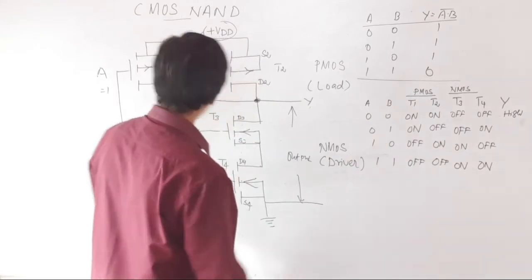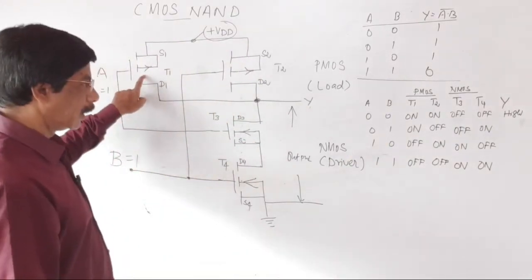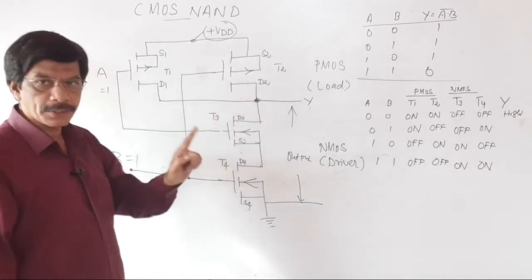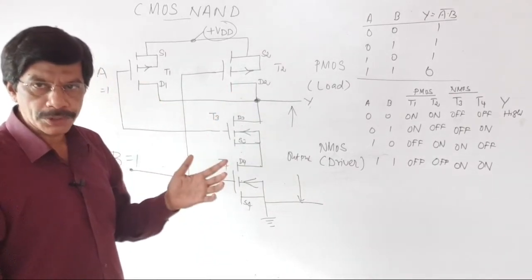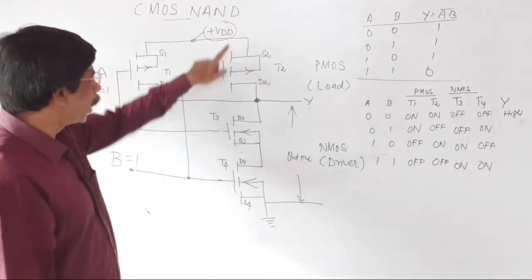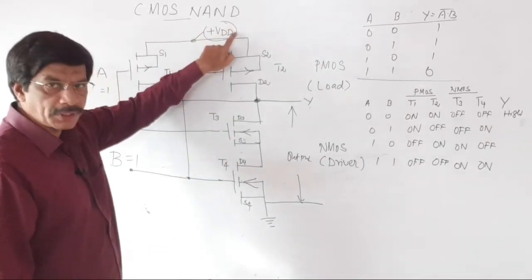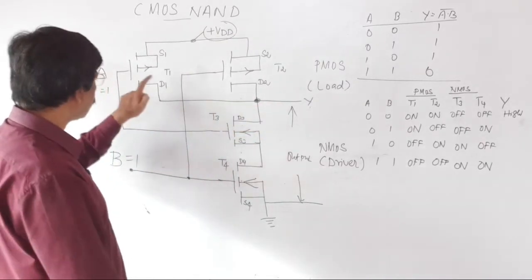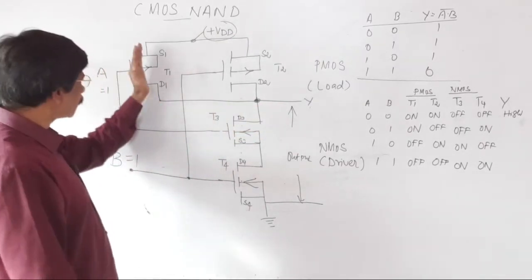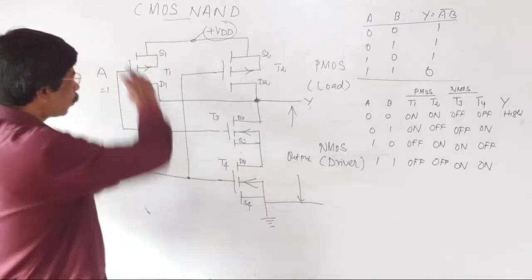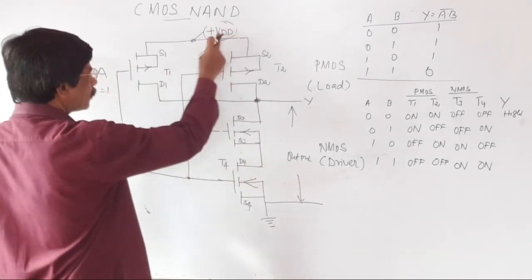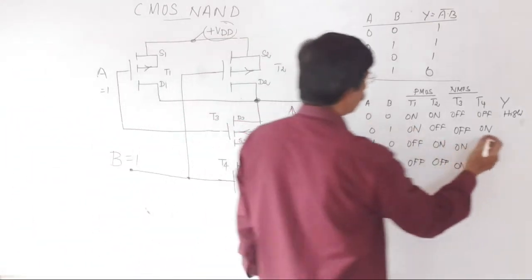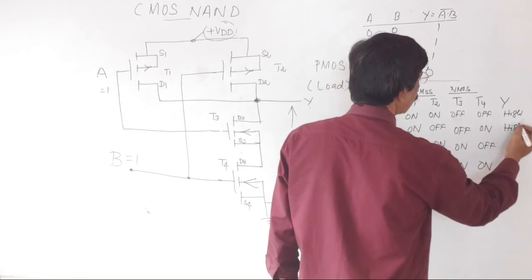Second case, A is equal to 0, B is equal to 1. So in this case, T1 is on, T2 is off. But anyway, if any one of the transistors is switched on, it is acting as a closed circuit. Through the closed circuit, the supply voltage plus VDD passes to the output terminal. Therefore, T1 switched on is acting as a closed switch. Through this closed switch, the applied bias plus VDD passes to the output terminal. So again, the output is high.